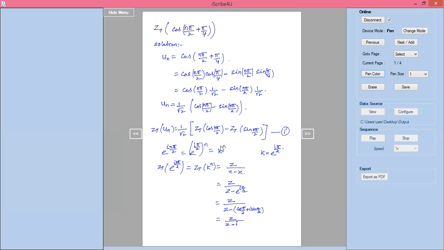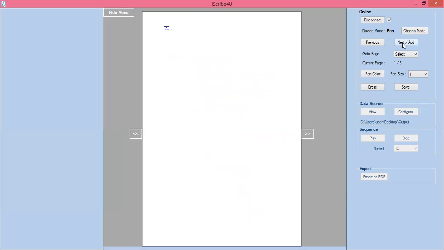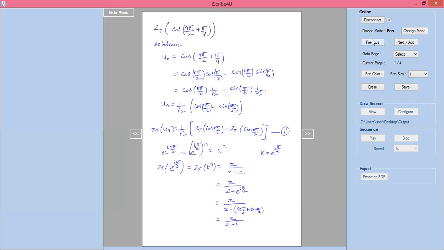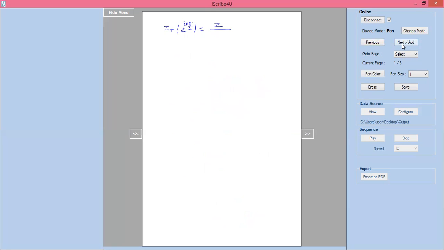this only. Z transform of e power i n pi by 2 equal to z divided by, here see, in previous what we have done, we know that, so z divided by z minus i is there. So we have to rationalize this. We'll rationalize this z divided by z minus i. So if we rationalize this, z plus i divided by z plus i.